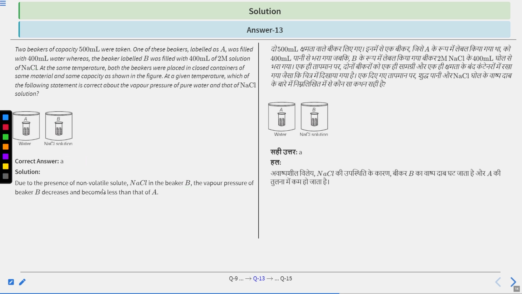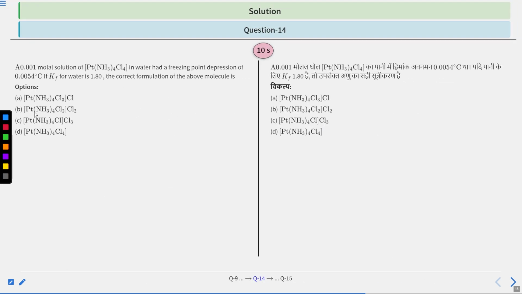Okay, let's move to question number 14. A 0.001 molar solution of platinum ammonium chloride complex, Pt(NH3)4Cl4, in water had a freezing point depression of 0.0054 degrees Celsius. If Kf for water is 1.80, the correct formulation of the above molecule is.